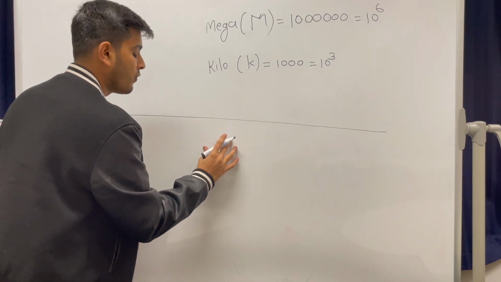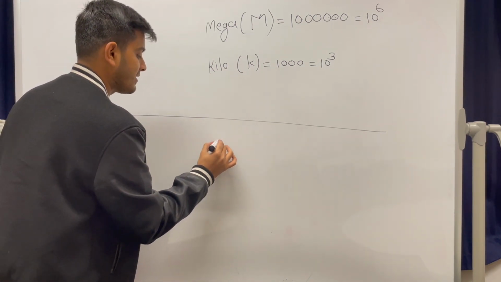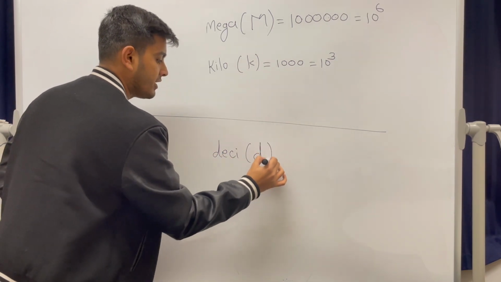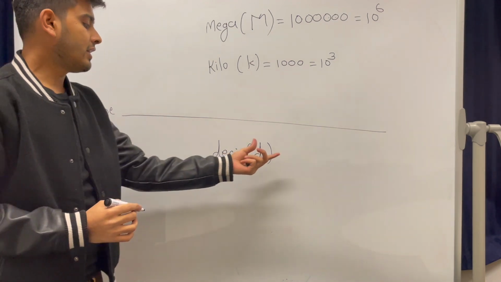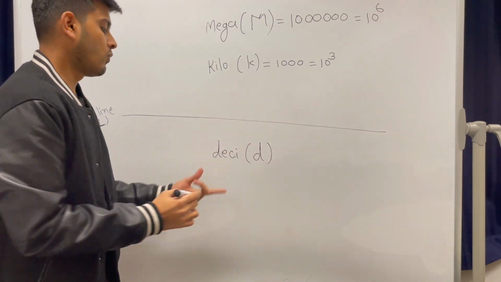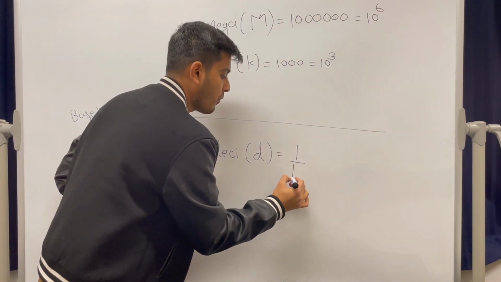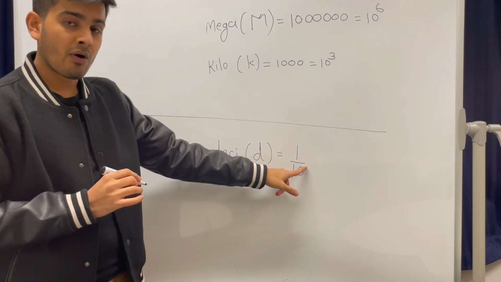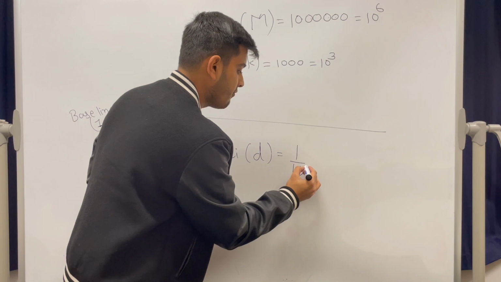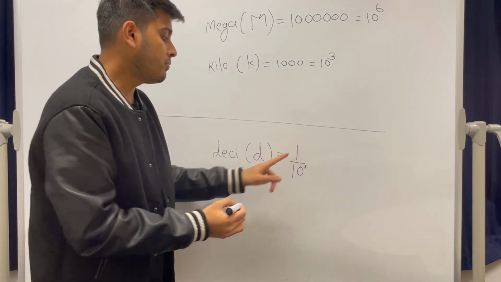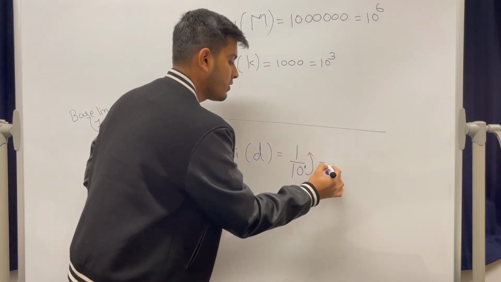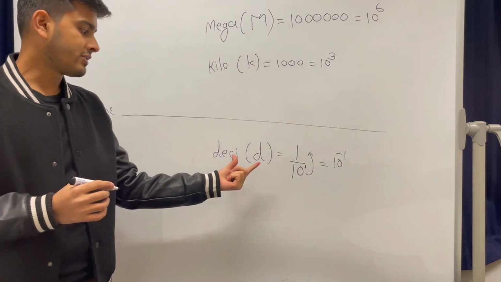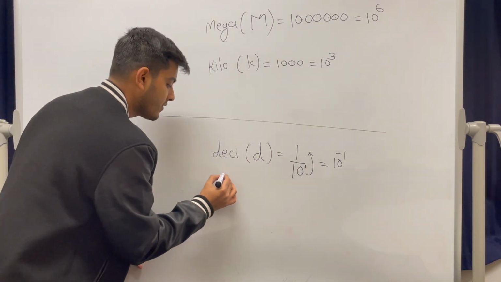The first lower unit that we have is deci. The symbol of deci is small d. And it's 1/10 of the baseline, which is 1 upon 10. 1 upon 10 means 10 power 1 in the denominator, and if we bring this 10 power 1 to the numerator, it will become -1. So it can be written as 10 power -1. So that's our deci.